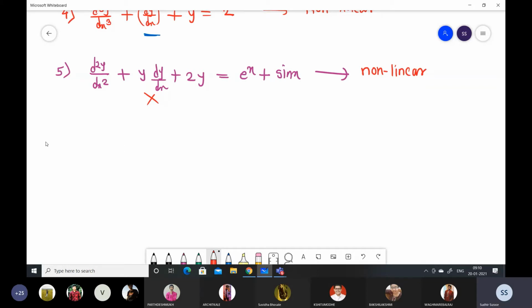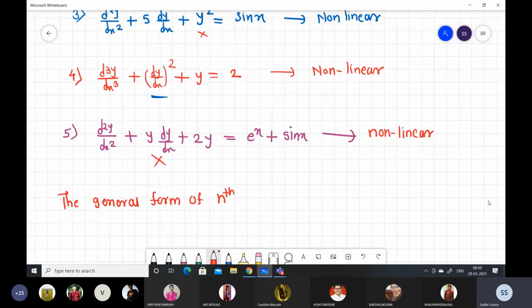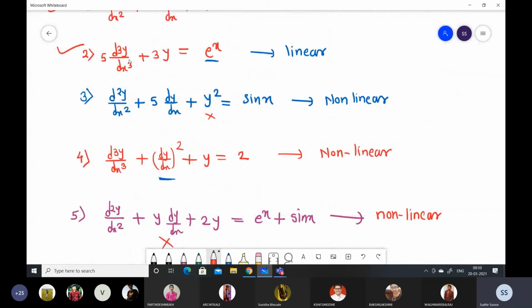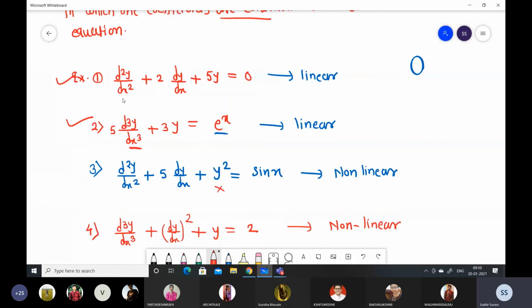So let me write the general form. Let us generalize this. The general form of nth order. Order means, you can see here in the second example, the order is 3, because 3 times is the maximum differential operator you have to see in the given linear differential equation. Its order is 3 because 3 times we are differentiating. Now if you look at example number 1, the order is 2 because the maximum derivative is 2. 2 times we are differentiating, so the order is 2.